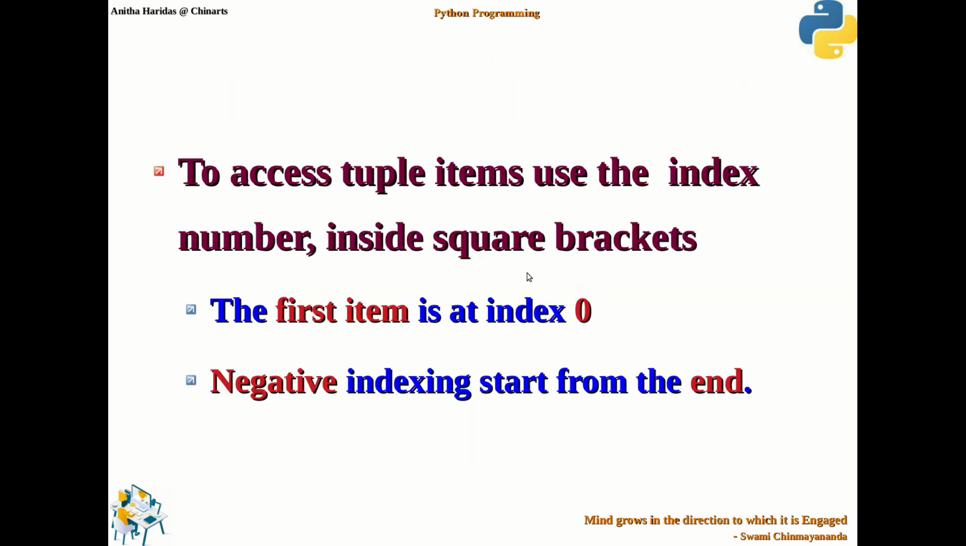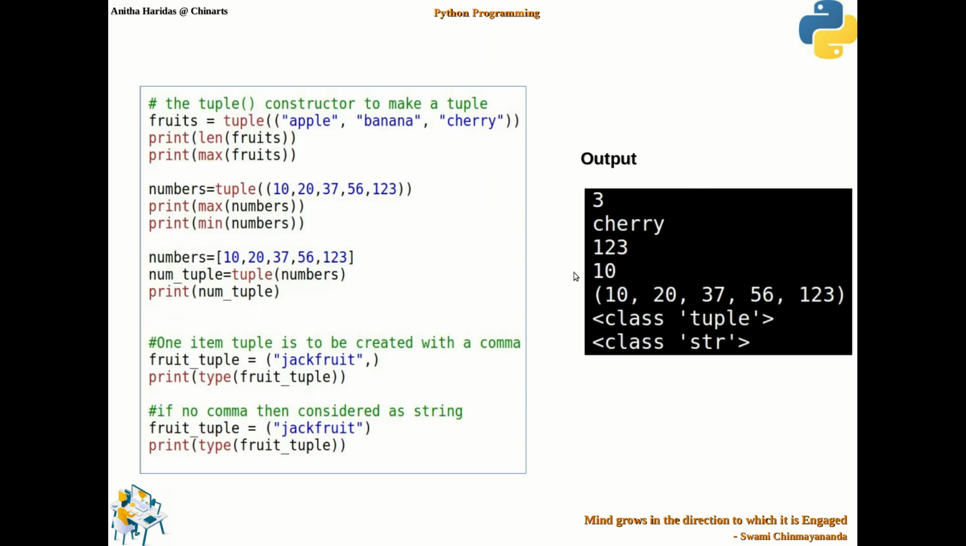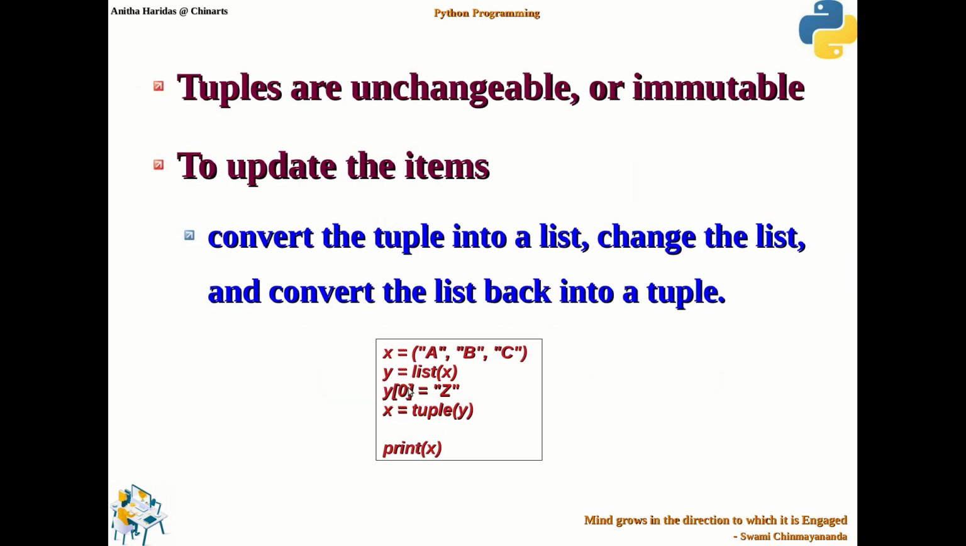That is why we say the tuples are ordered and unchangeable. So the order cannot be changed and the items cannot be changed. Okay. So if I want to update the tuple, what we do is convert it into a list, then change the elements of the list, and again convert the list back into a tuple. So this is a simple example you can observe.